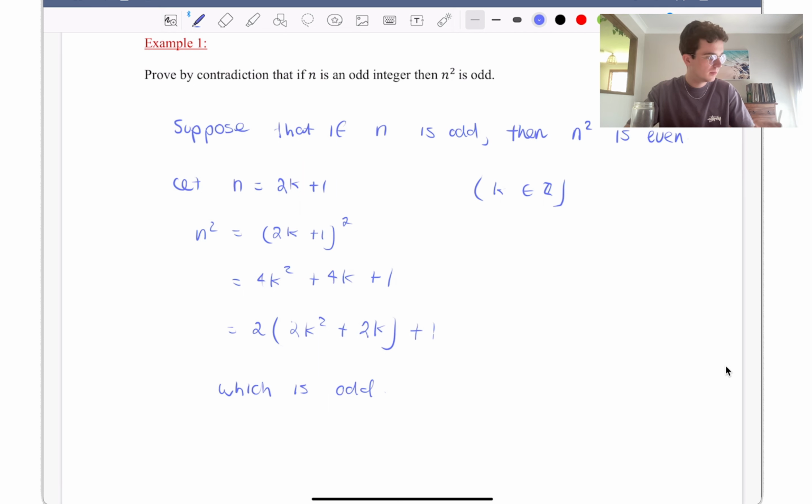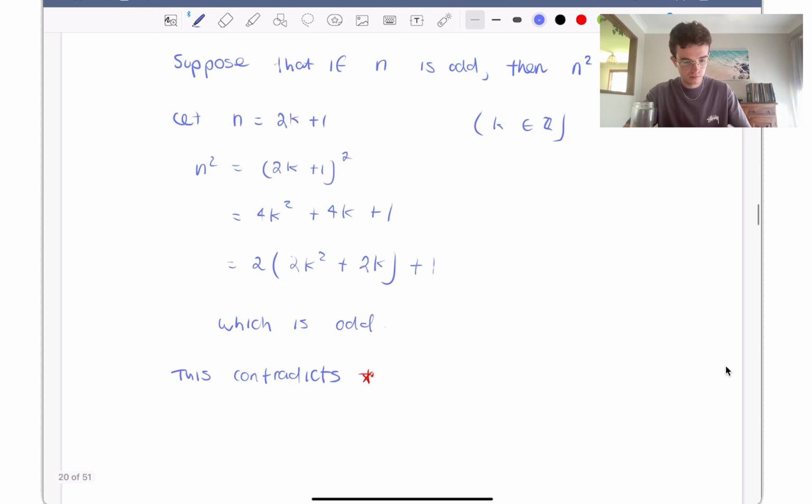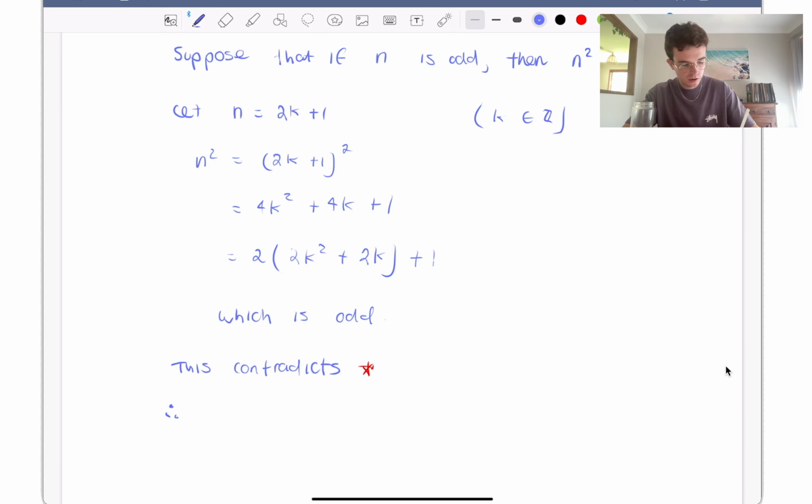Right. Now, often in these proofs, we might label our assumptions. Sometimes people use little asterisks for our assumption. And if this is odd, then that means our assumption is wrong. So this contradicts our assumption. If our assumption is wrong, therefore the original statement is true.